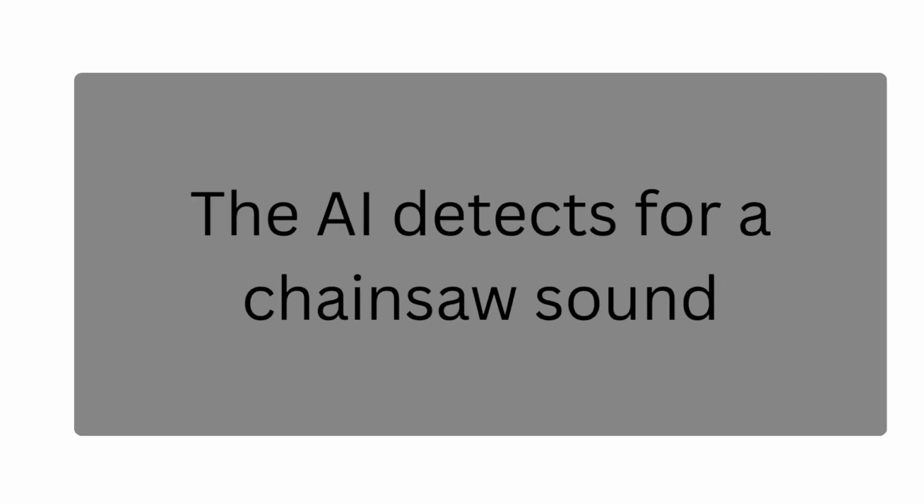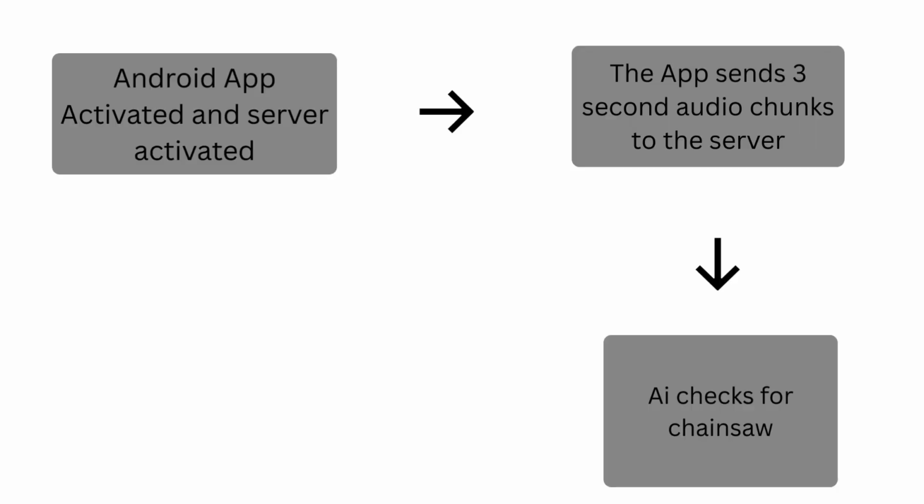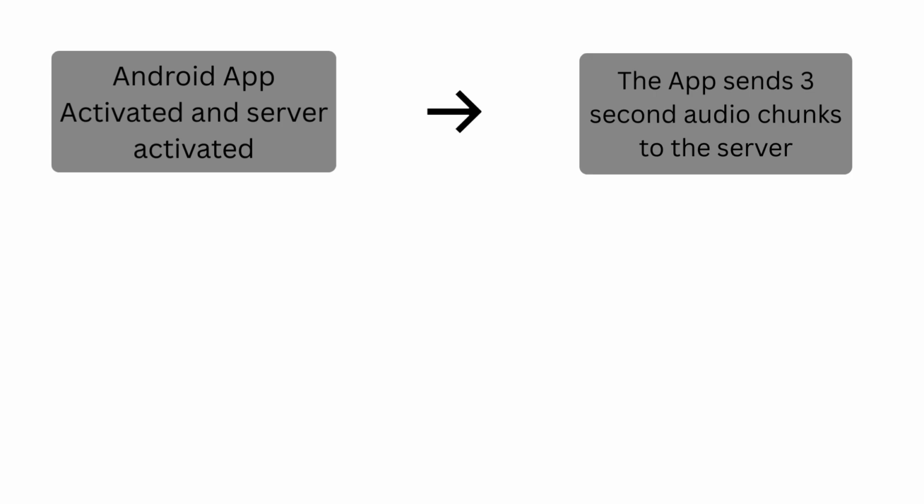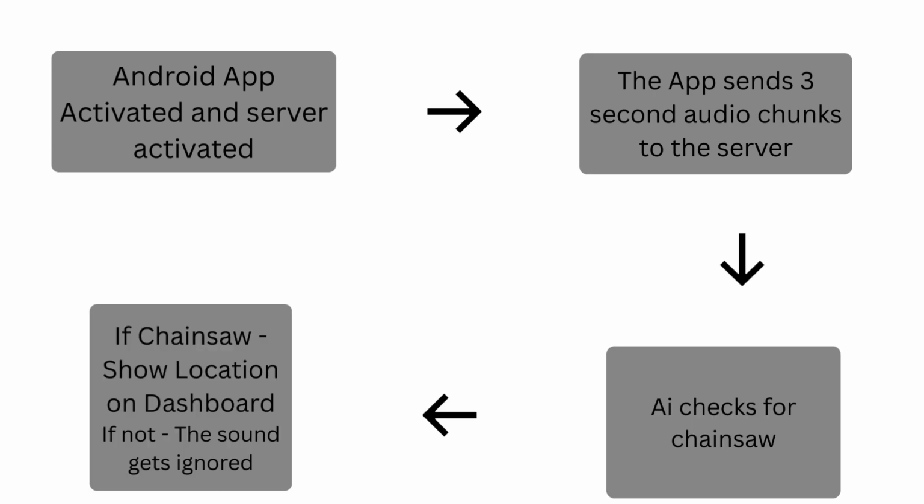The next phase is the AI detecting the chainsaw. The AI will be discussed further in the next sections of the video. After that, if it's a chainsaw, it will show on the dashboard website. If it's not a chainsaw, the sound will simply be ignored. We can rerun this many times. If we are restarting, we have to do the initialization step 2. But if we are not restarting and we are doing an iterative cycle, we do steps 2 to 4.